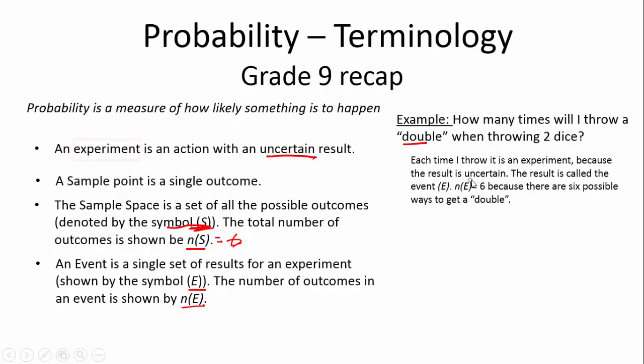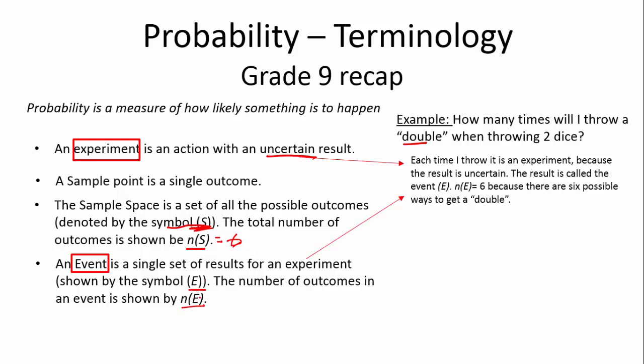So what does it sound like? An experiment. The result is called an event E. The number of E is 6 because there are 6 possible ways to get a double. So what are the possible ways to get a double? So that's an event. There's 6 possible ways to get a double.